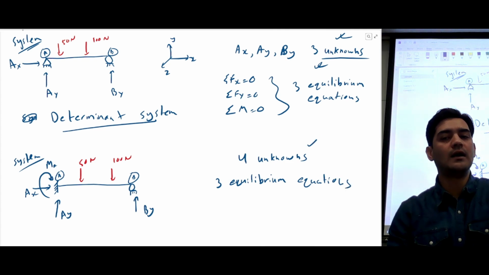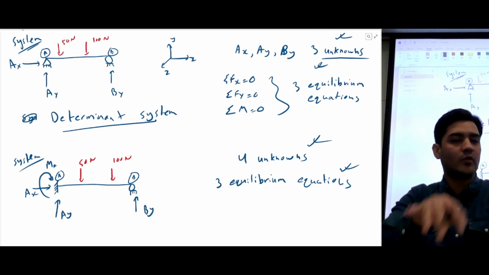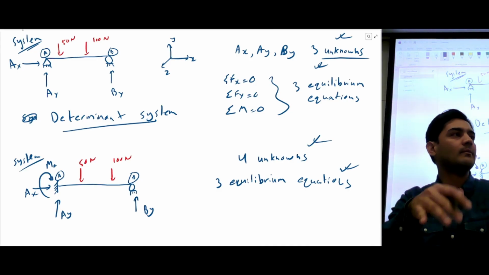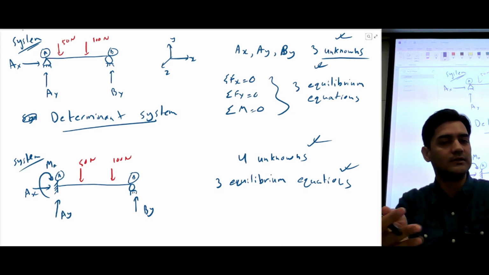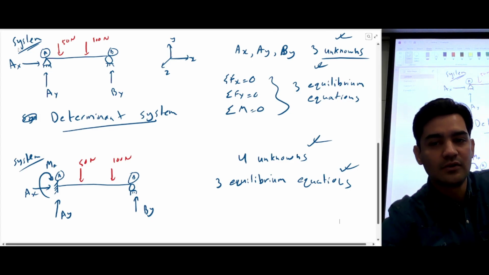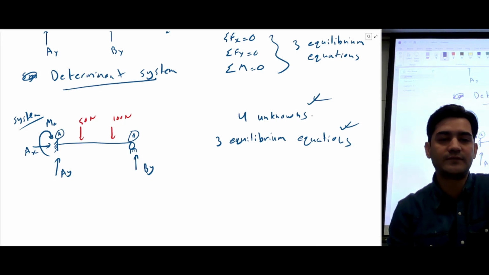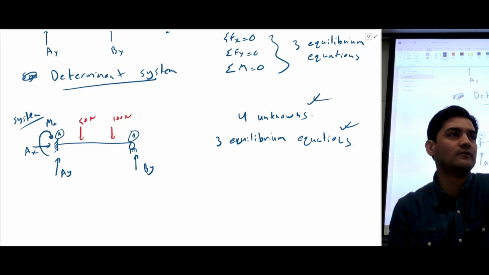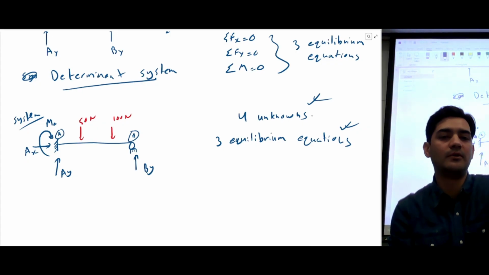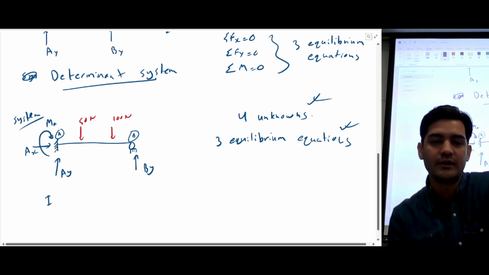So we have more unknowns than equations. If you try to use equilibrium equations to solve this system, you wouldn't be able to calculate all the reaction loads, because you have more reaction loads than equilibrium equations. Since you cannot solve for the reaction loads using the summation of all the forces, this system is called an indeterminate system.